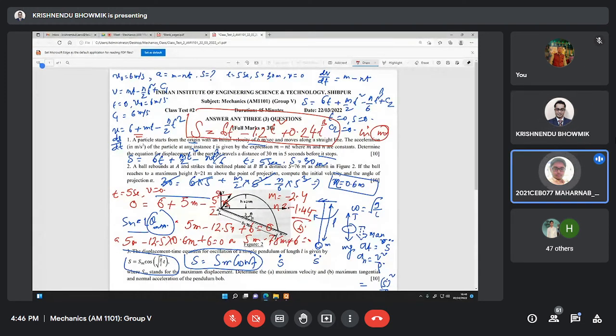I was taking the lower limit, but not getting the upper limit. Because it is told that the particle travels a distance of 30 meter in 5 seconds before it stops. Final velocity was also zero. Okay, any other problem we can discuss? Then I have to take attendance.